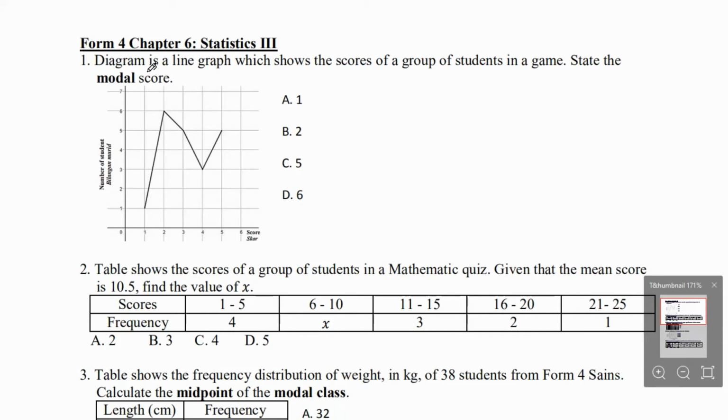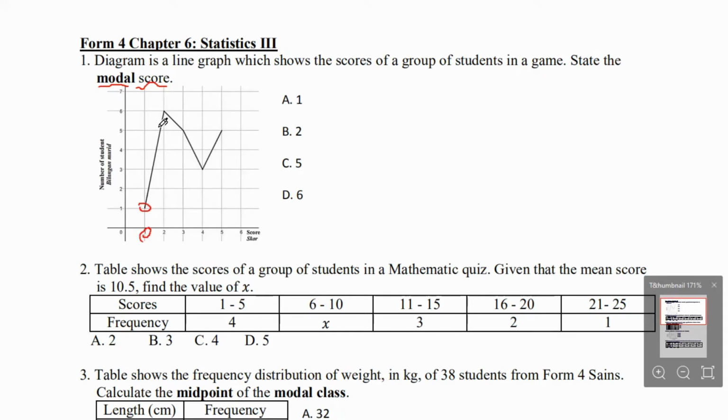Question 1. The diagram is a line graph which shows the scores of a group of students in a game. State the modal score. Modal score here means the score with the highest frequency. So you have to find which score has the highest frequency. Okay, for this score, those who score 1, only 1 student.